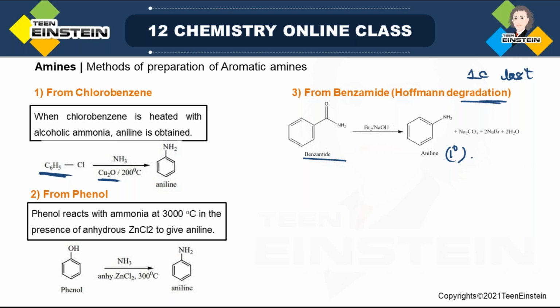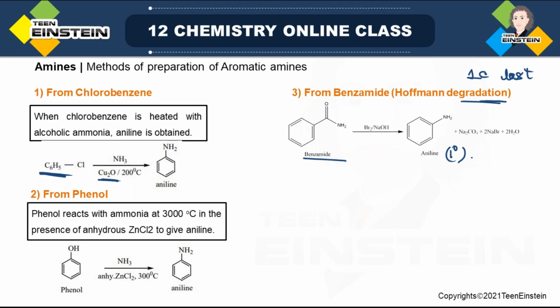But as our discussion is restricted to aromatic amines, you have to take some aromatic amide. Otherwise, how will we get an aromatic amine? So that is why benzamide is the starting material and the final product is aniline, which is an aromatic amine.